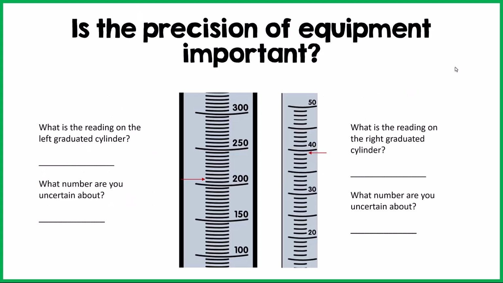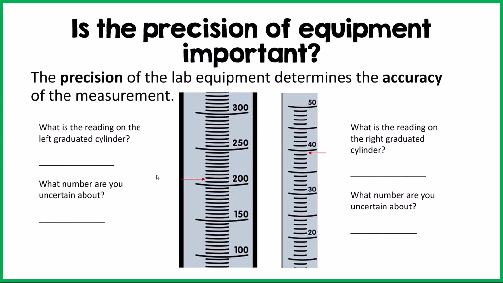So when we're making measurements in an experiment, how precise do we need to be? Well, it depends on the equipment that's used and the measurements that are available on the equipment. So let's look at two different graduated cylinders here. We have one on the left and one on the right with different increments on them. The precision of the lab equipment determines the accuracy of the measurement, so how close we can get to the exact measurement. So looking at the reading on the left graduated cylinder, what do you think that is?